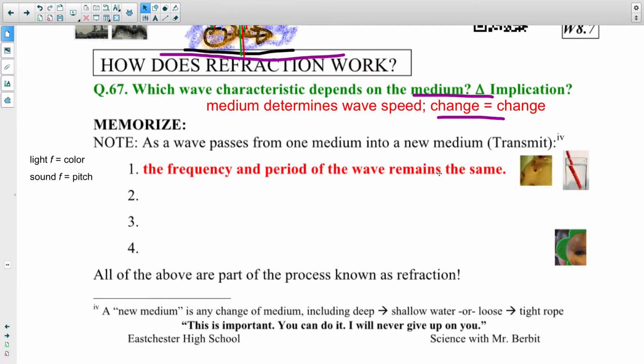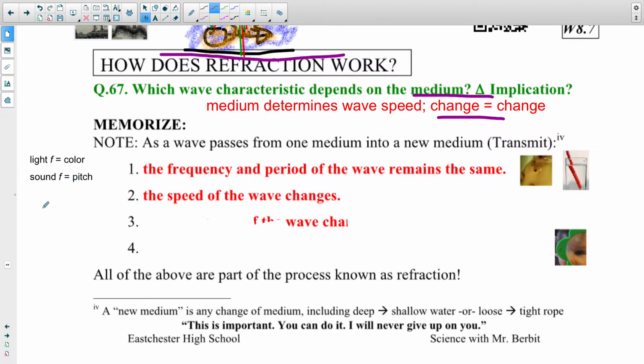Do they have underwater speakers for music? Yes. If you've ever been in a pool with an underwater speaker, the music sounds just fine. Those are the notes. So the frequency of sound and the color of light, they don't change when you change medium. So the frequency and period, they stay the same. Important to keep track of what does not change. All right, next, speed changes. Now we have an equation.